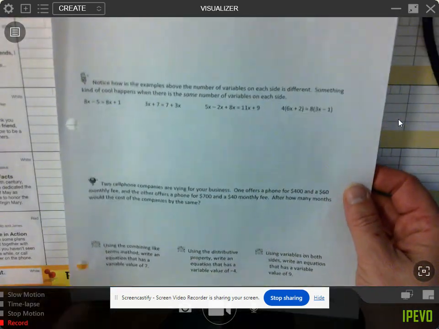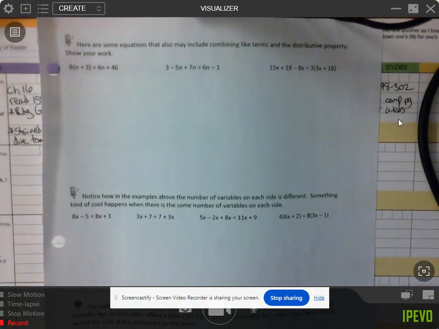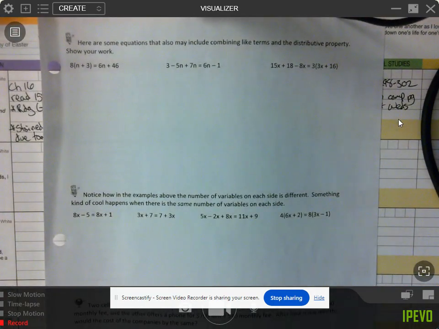Our second page, this time, it's a little more complicated. We've got the distributive step that we have to do. We've got more things we need to combine. So you have to go through every step. First step is the getting rid of the parentheses. Second step, combining like terms on the same side of the equal sign. Third step is putting variables on one side, moving constants to the other side, using opposite operations.